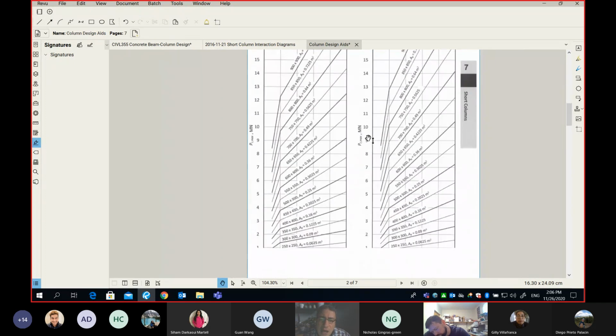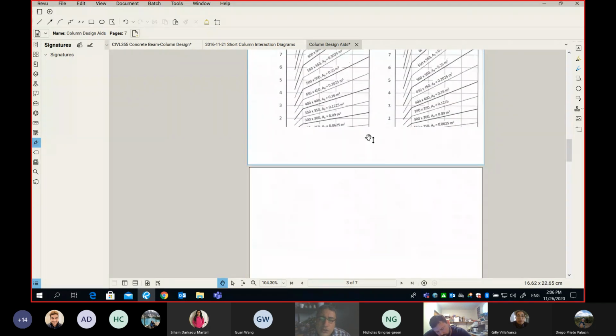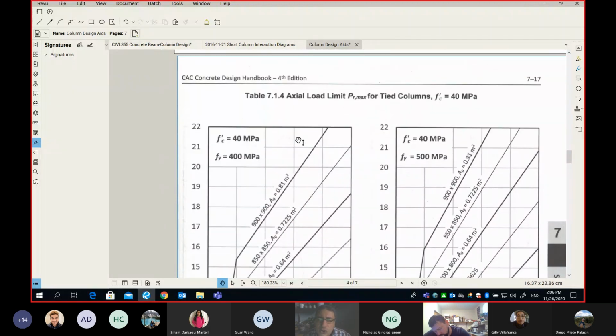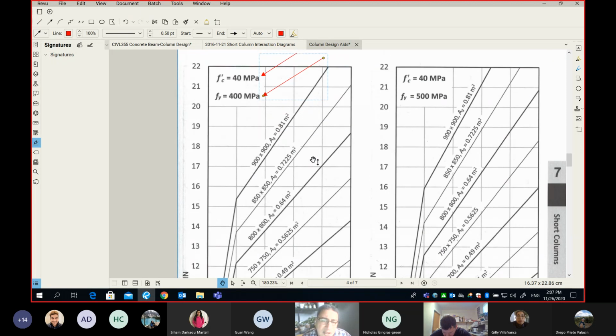Let's scroll down until we see a 40. So here we go. You can see this page here, 7.1.4. We have two charts of 40. Let me ask you, do we choose the one on the right or the one on the left? The one on the left. Why? Because the f'c is 40 and f_y is 400. So please choose the right one, not just any one. You must make sure you have the right f'c and f_y.